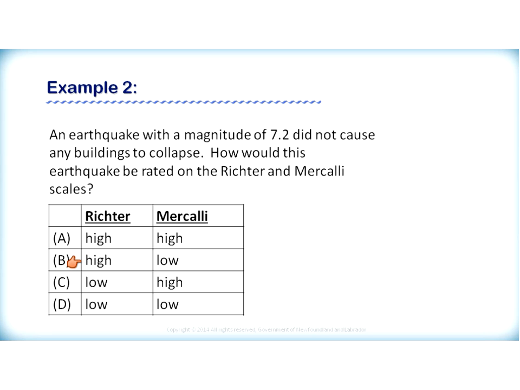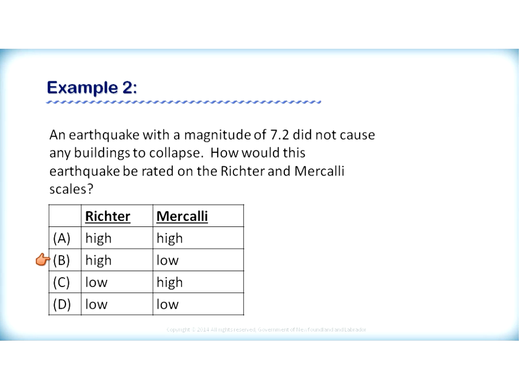But the earthquake did not collapse any buildings. And according to Mercalli's scale, which is based on intensity, which looks at destruction, if no buildings were to collapse, it would be rated fairly low on the earthquake scale. So according to Richter, it would be high, and according to Mercalli, it would be low. Therefore, the answer to this question would be B.